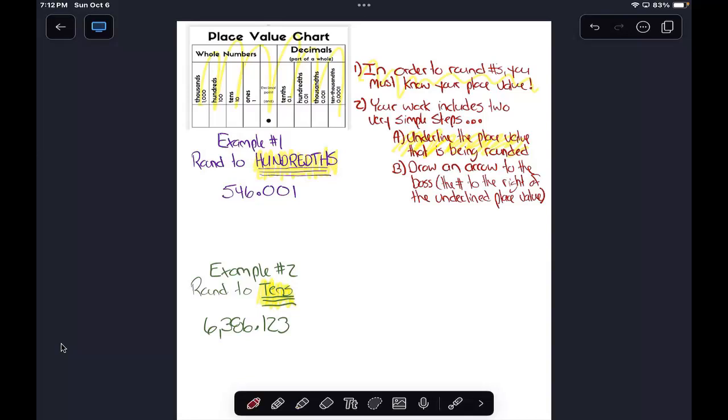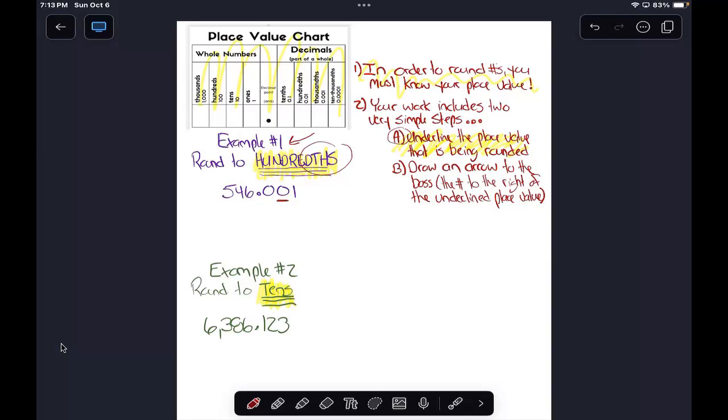Here's how this works. Example number one we're looking at is right here. It says round to the nearest hundredths. Here is our number, 546.001. So 546 and 1 thousandth. We're going to round to the nearest hundredth. So what I'm going to do is follow step A, underline the place value that's being rounded. If I'm rounding to the nearest hundredth, this is the number that I must underline. So the work involves underlining the number that is being rounded.